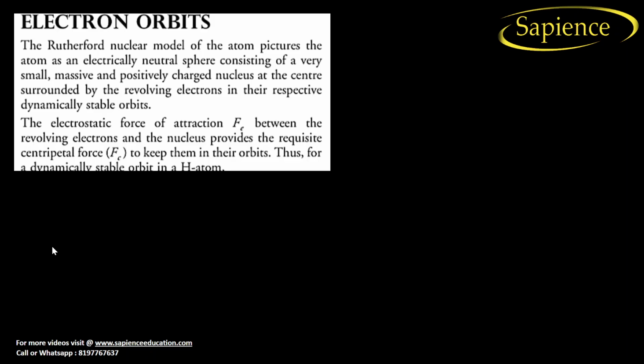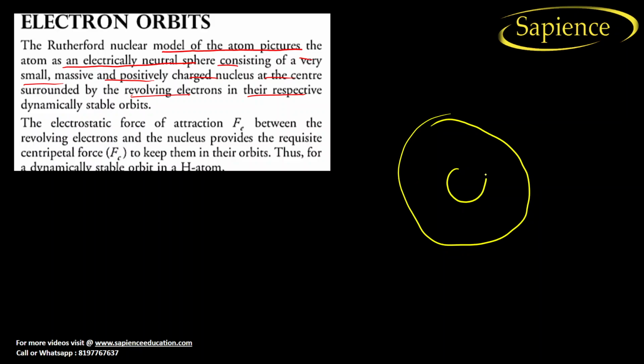Now let us consider electron orbits, right? The Rutherford nuclear model of the atom pictures the atom as electrically neutral, a sphere consisting of a very small and massive positively charged nucleus at the center, surrounded by electrons revolving around it. Okay, so what will happen? Let us draw this. So this is the entire atom, and there is a small nucleus which is very tiny, and the electrons are there, protons are there.